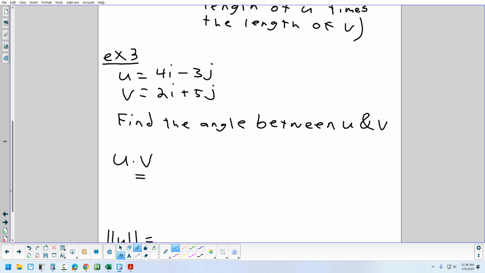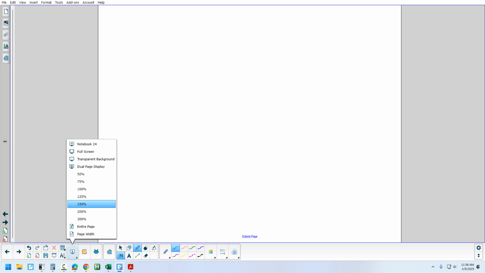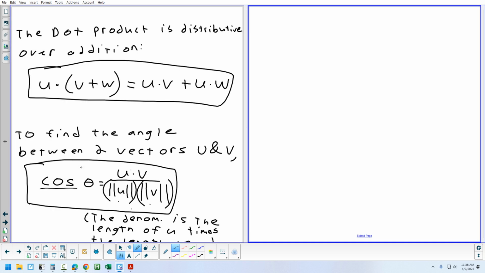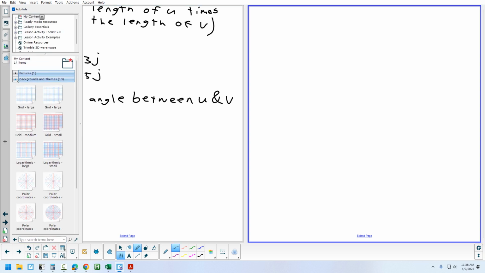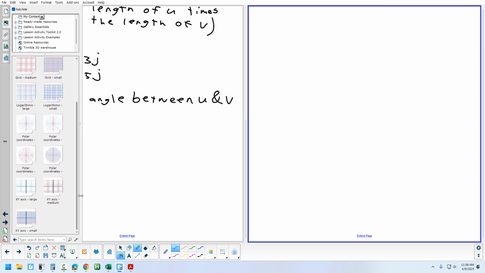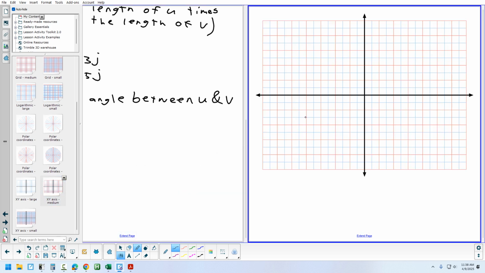Let's do this. So example 3. Find the angle between 4i minus 3j and 2i plus 5j. Well, let's graph them and see if we can look at them and get an idea of what they look like. And then we'll find the angle and see if it actually matches up with our picture. So 4i minus 3j. Okay, let's use this grid.